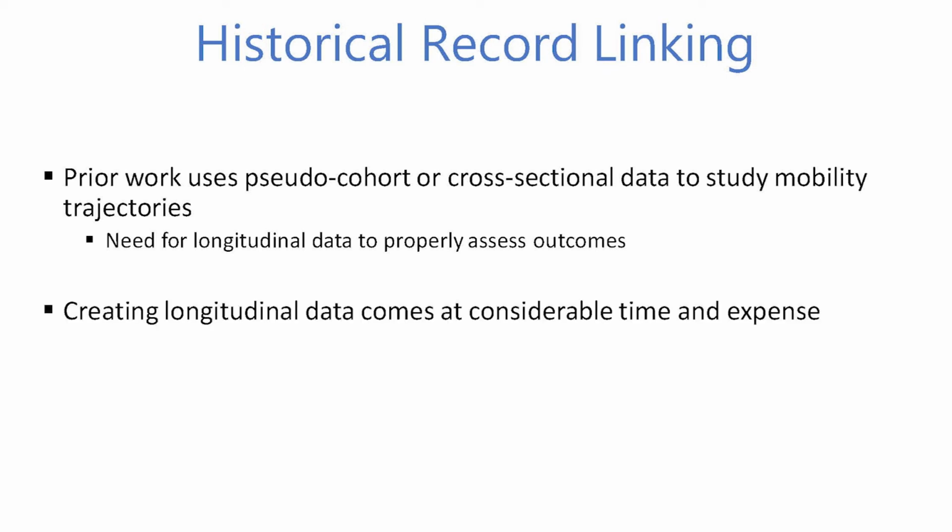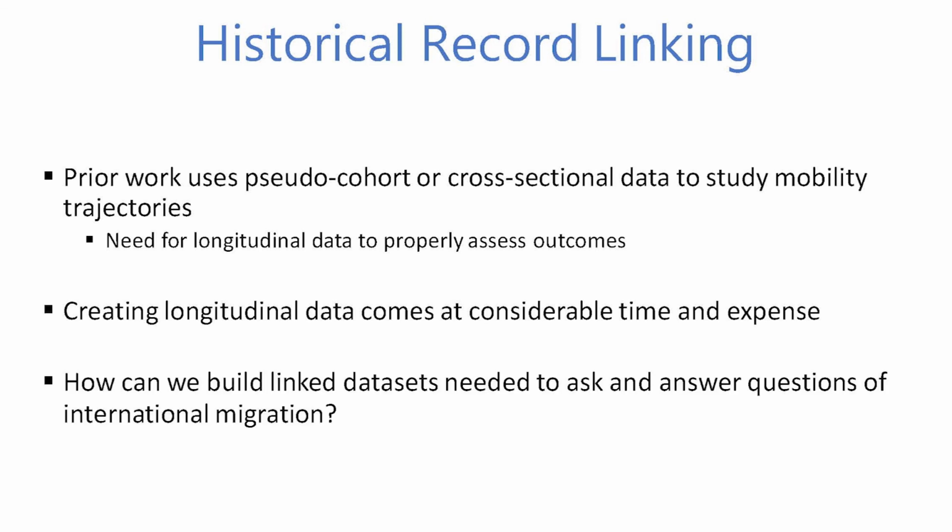And so some people have tried to create these longitudinal data sets by matching people by hand, right? This takes a lot of time. It's very expensive because you have to pay research assistants, and so on. So the question is, how can we build the linked data sets needed to ask and answer questions of international migration, where we don't have to spend years and years matching small samples, but instead can match full populations over time?